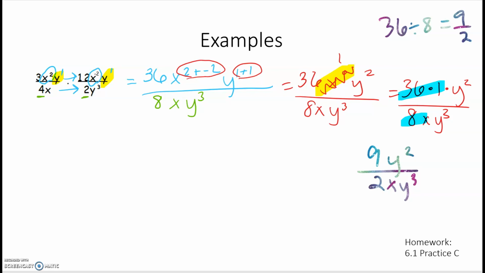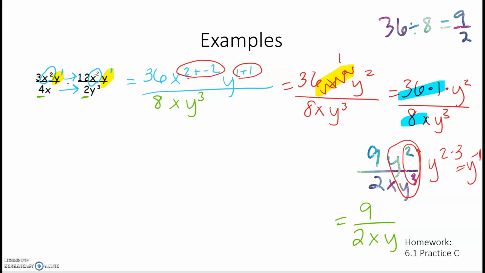I only have an x on bottom. It's happy where it's at, but I do have a y on top and a y on bottom. Okay, remember that we are subtracting those exponents. So y to the 2 minus 3 power, remember we're subtracting those exponents, that's y to the negative first. Okay, so it needs to belong on the bottom of my fraction. So the only thing that gets to stay up top is my 9. It's the only thing that's happy up there. On bottom I have a 2, the x, and a 1y. We move it to the bottom so that 1 becomes positive. So there's my final answer.